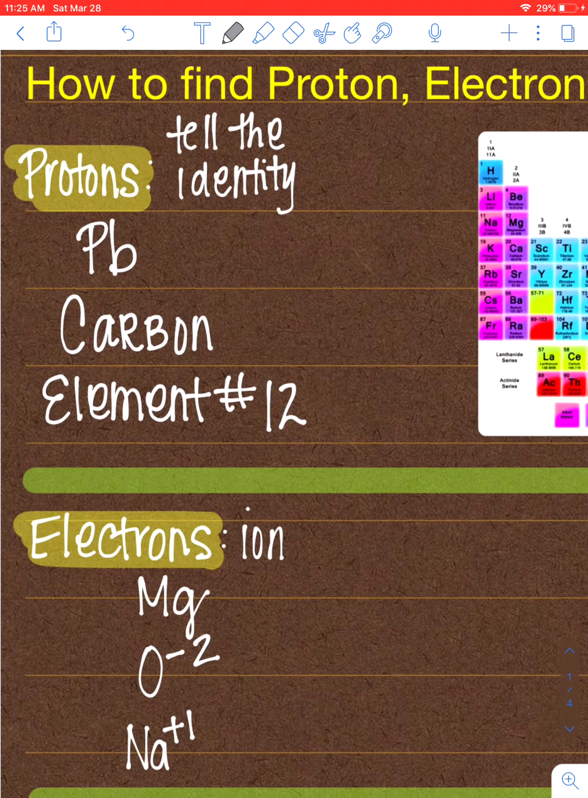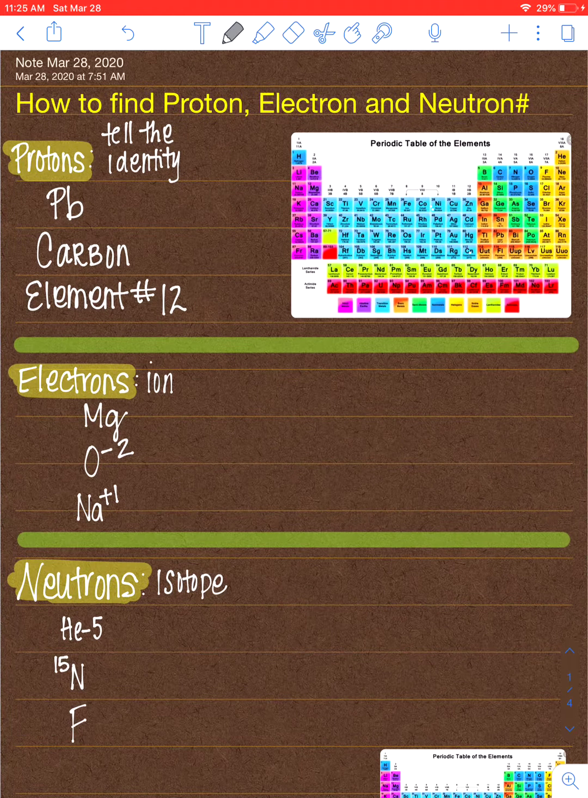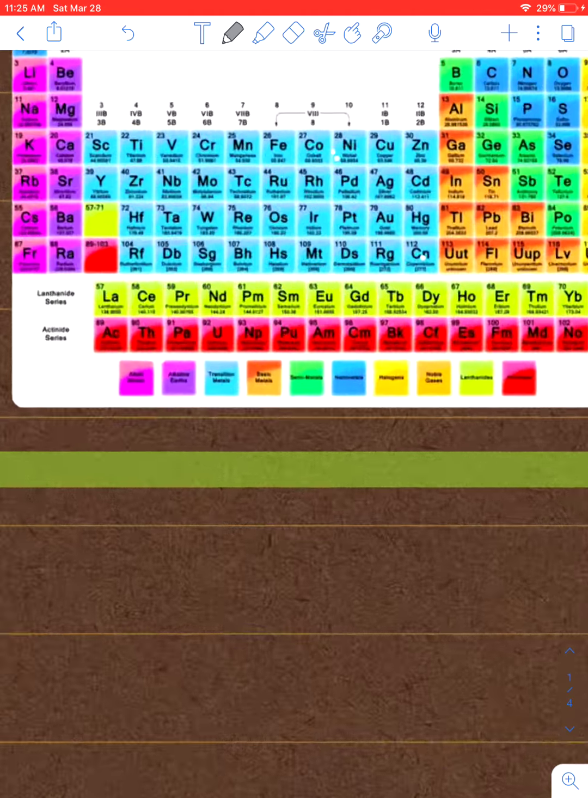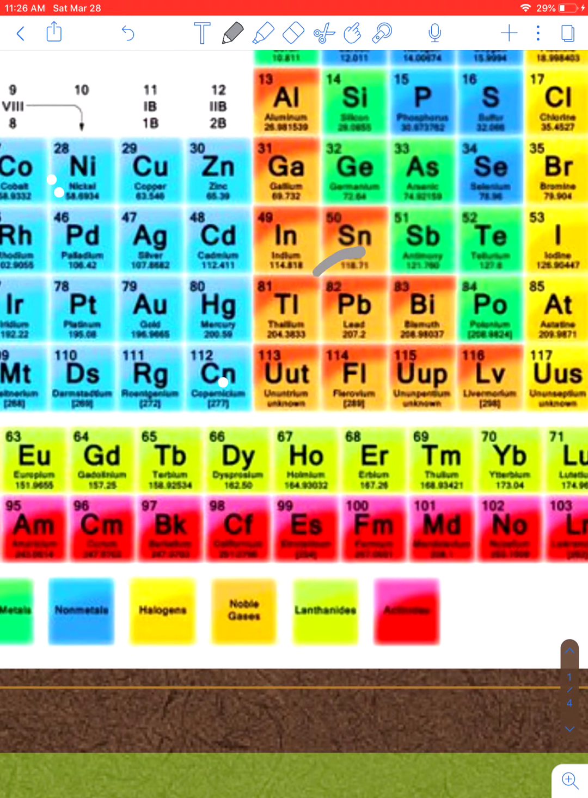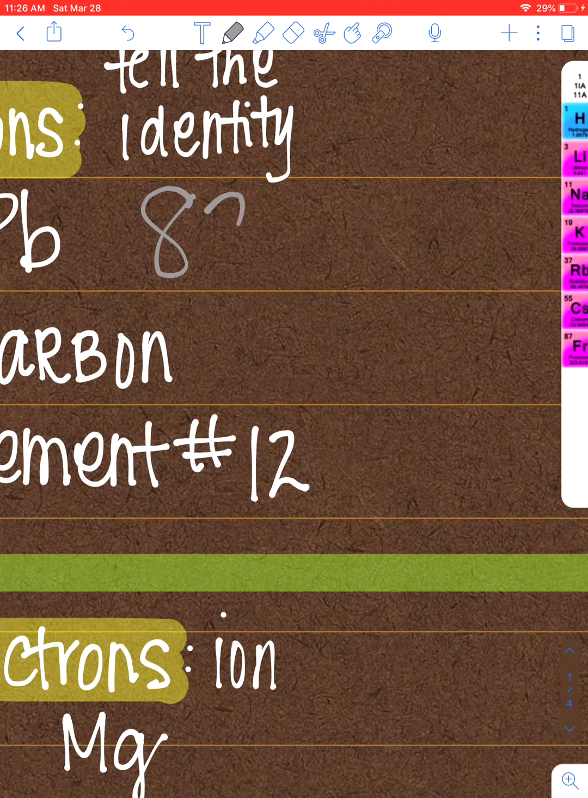First, let's start with the easiest one, that is protons, and these tell you the identity of the atom. Great news about that, identity is always connected to proton number, and that means you can just look up the element and automatically tell how many protons it has. So, for example, let's take the first one, which is Pb. So we go to our periodic table and we look up Pb. We find out that is lead and it is number 82.